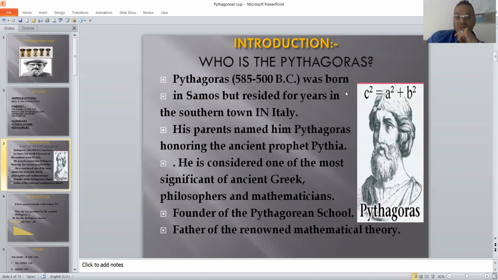He is considered one of the most significant ancient Greek philosophers and at the same time mathematicians, founder of the Pythagorean school and father of the renowned mathematical theory. And let's not forget the important thing, he has the amazing theory, the Pythagorean theorem: a square plus b square equals c square. We take all this information in primary school or high school, I can't remember.